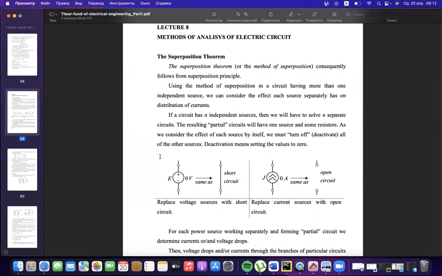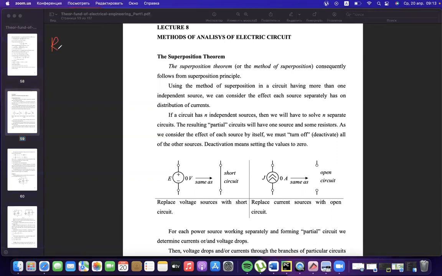That means that each action of each source could be described or mathematically calculated separately, independently of all others. And then we could divide a circle with a couple of sources into a couple of simple circles in which only one source is present. Just step by step. What does it mean, linear? Because it is the main restriction on our method application.